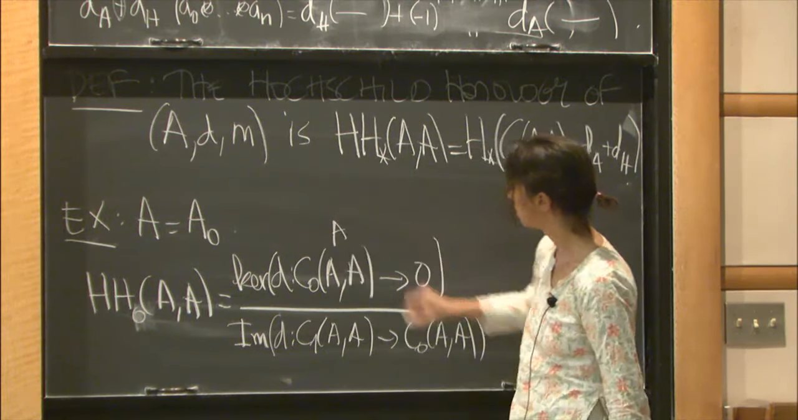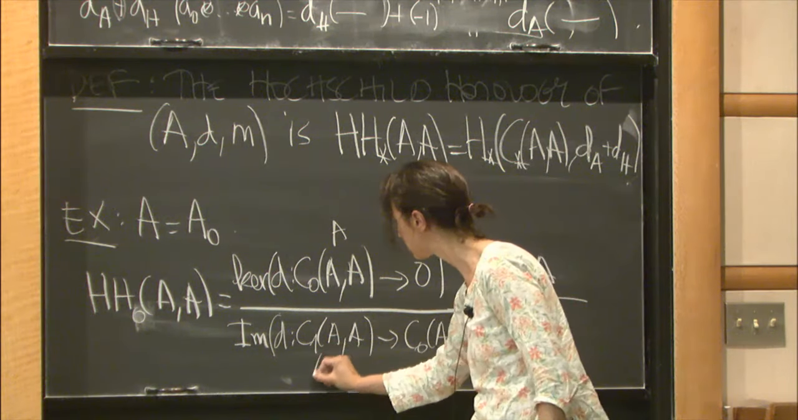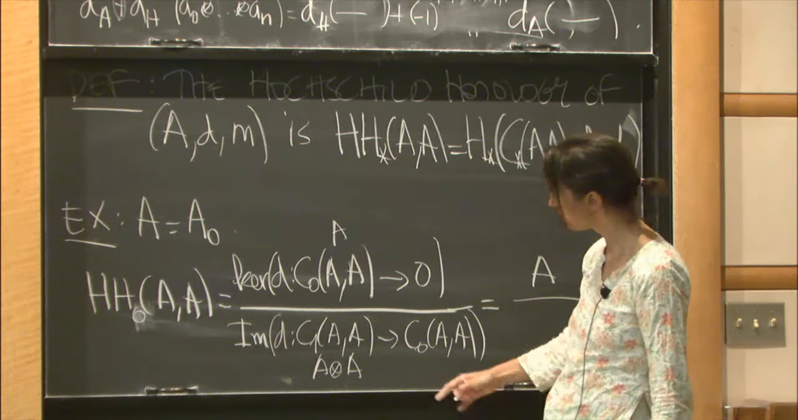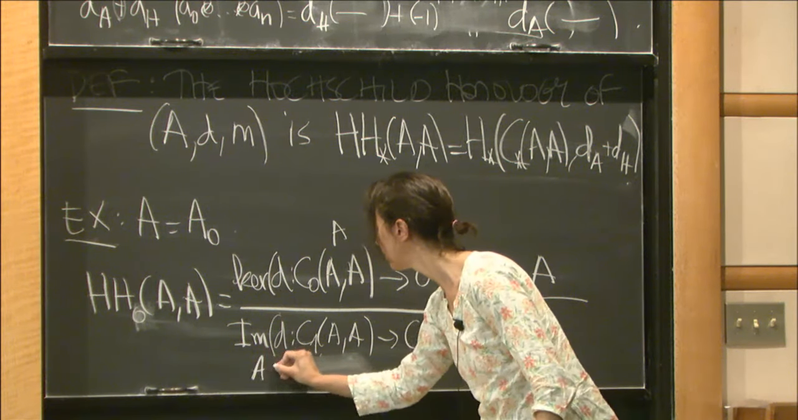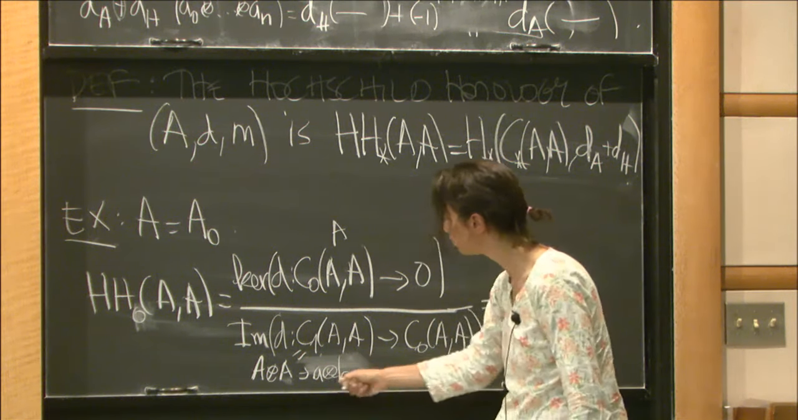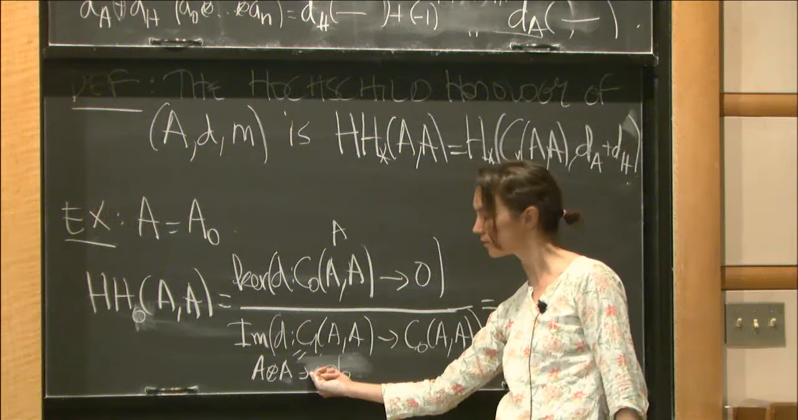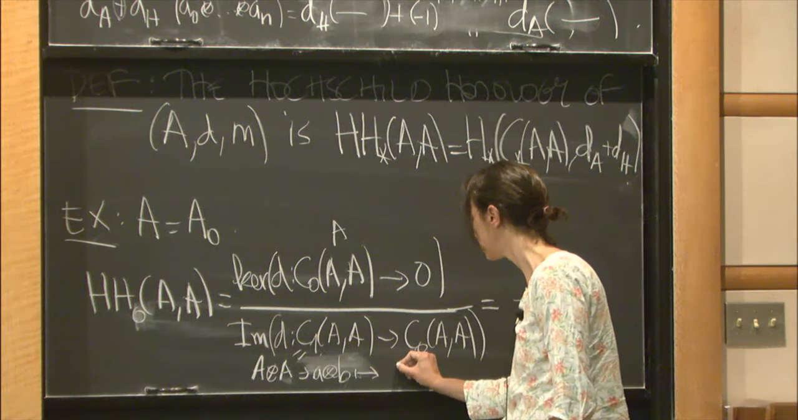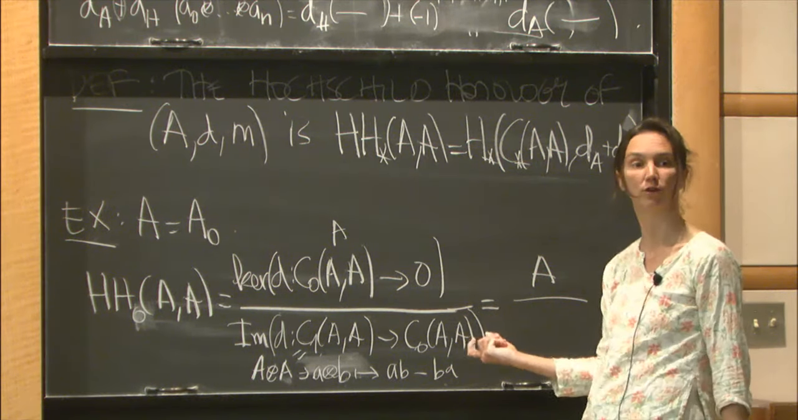C0 is just A, the whole of A, modulo, what is this? This is A tensor A. And what is the map? The map says we take A tensor B, or A0 tensor A1, and we multiply the first two together, and then the last one we put in front. So the differential is AB minus BA, right? I put the last one back in front.